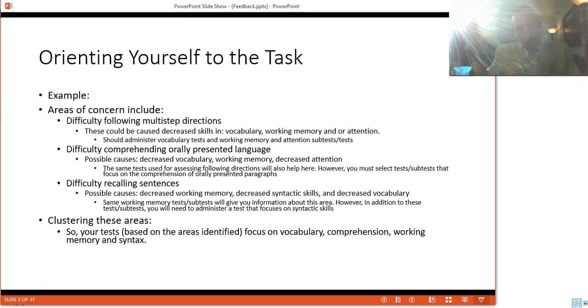How do you, once you have identified these, you are going to say, what kind of testing am I going to use? Again, you are going to use the same vocabulary testing that you will use to determine if vocabulary contributes to attention, to memory problems, following directions. And also, you are going to need to also evaluate working memory skills, the same testing that you will use to follow multi-step directions. And then, attention as well.